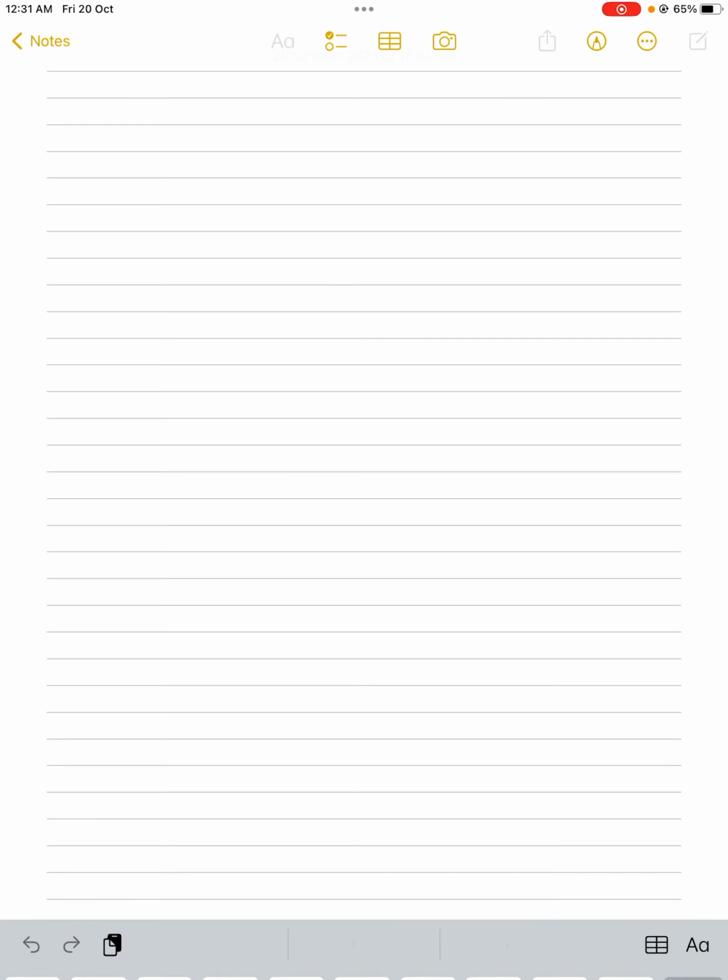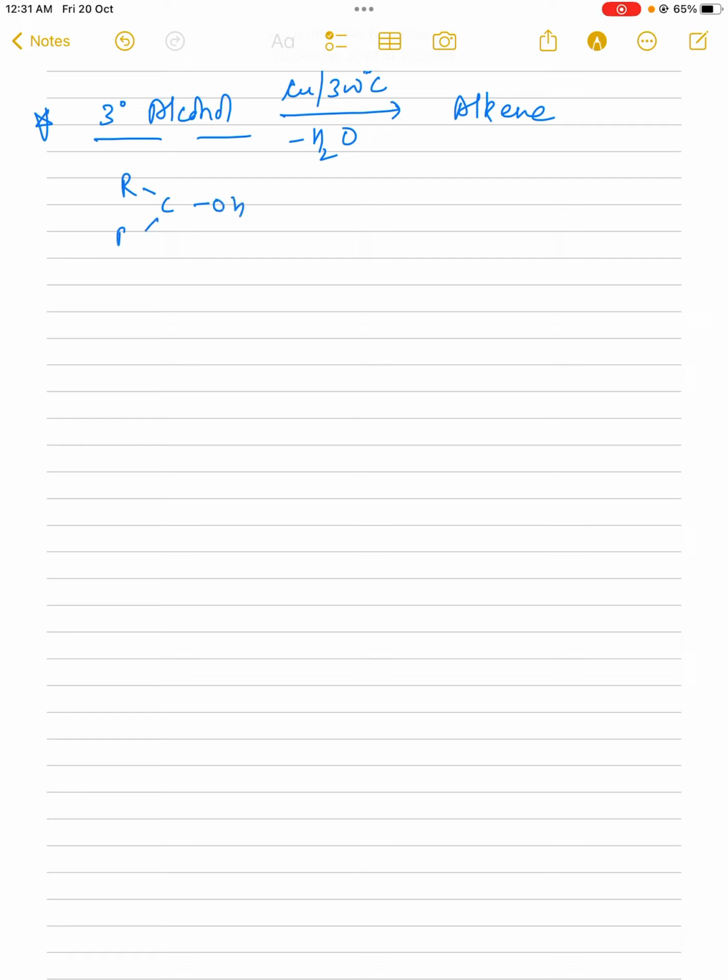If we took 3 degree alcohol and in presence of copper 300 degrees Celsius, H2O will get removed and we will end up with the alkene. This is most important. If we took 3 degree alcohol, suppose this is the alcohol, R1, R2 and R3, then we will end up with the alkene. So this is the second method by dehydrogenation of alcohols.